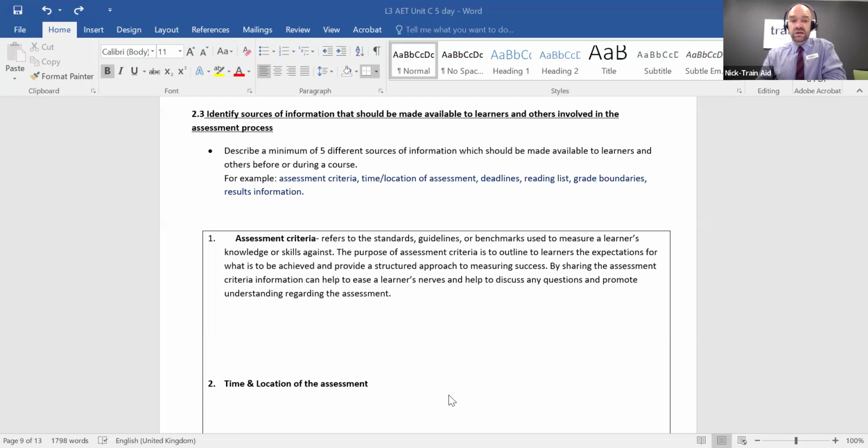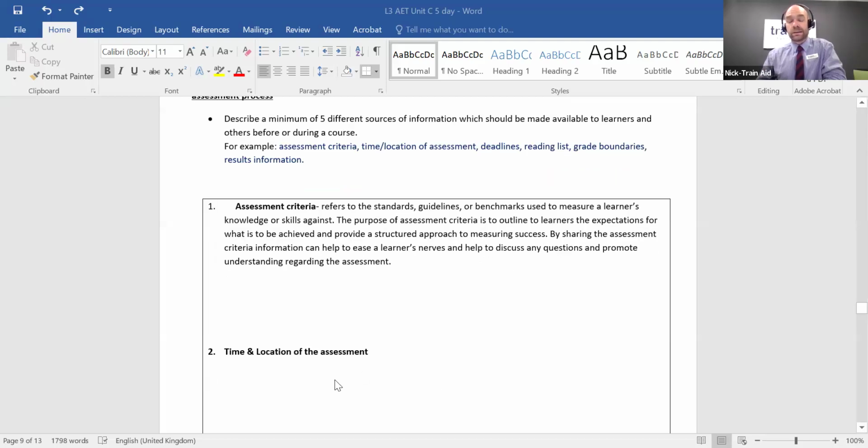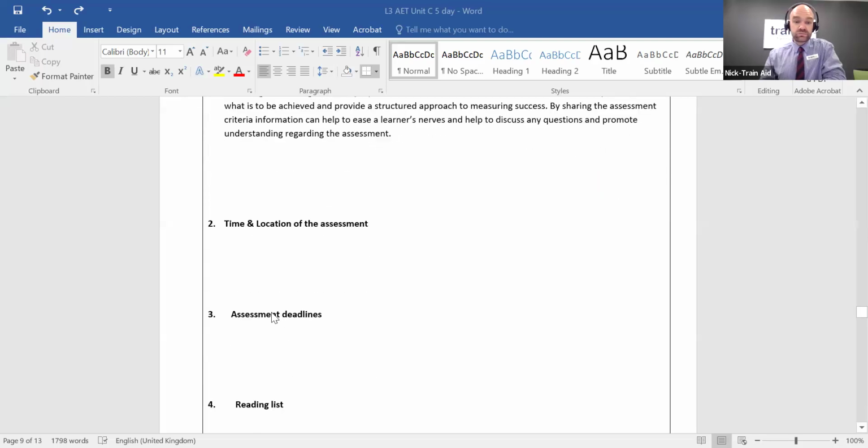So once again, I would like for you just to describe perhaps time and location of the assessment. You could go for that. And I would say just a few lines, just in your own words, on what that means and on why it's important we do that.